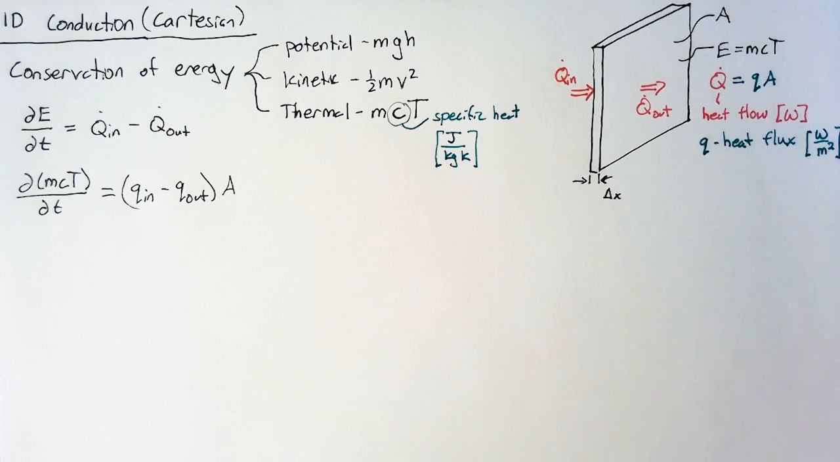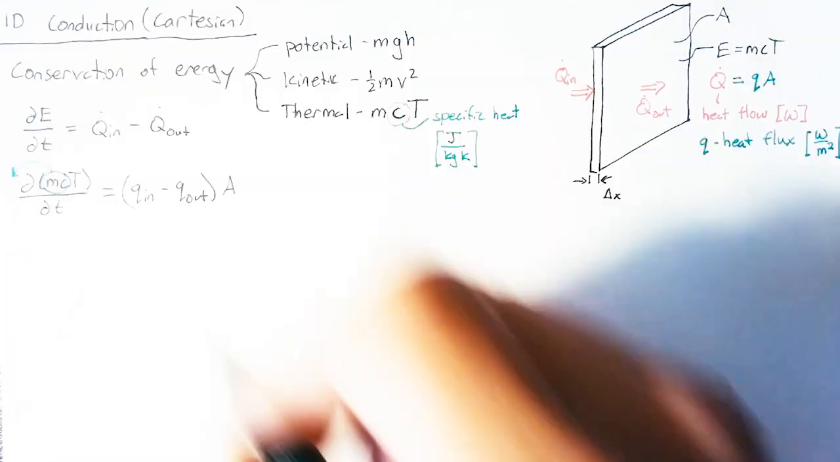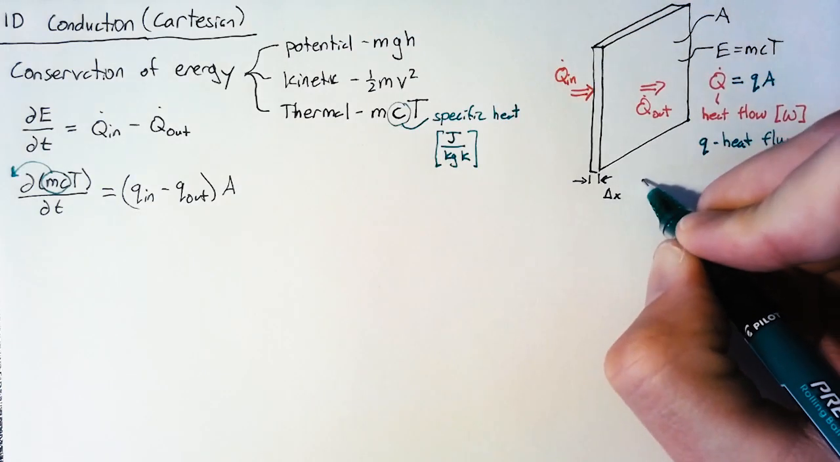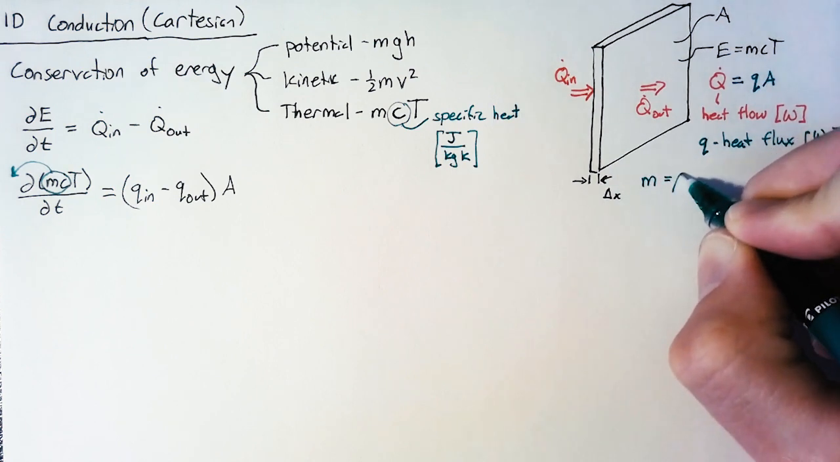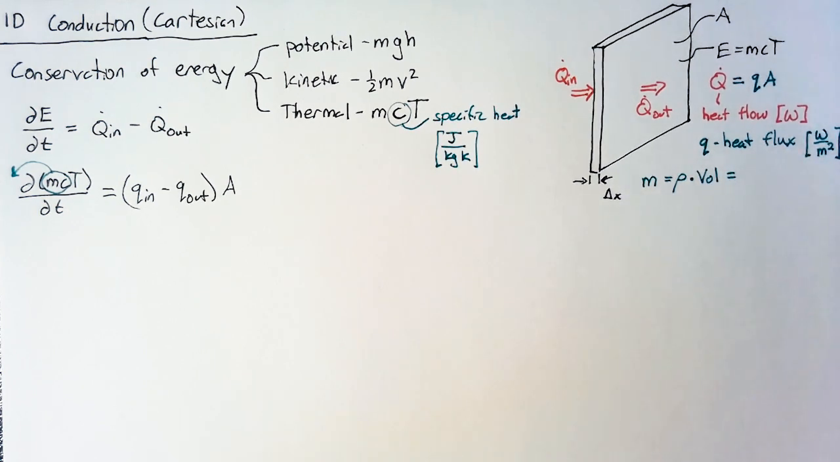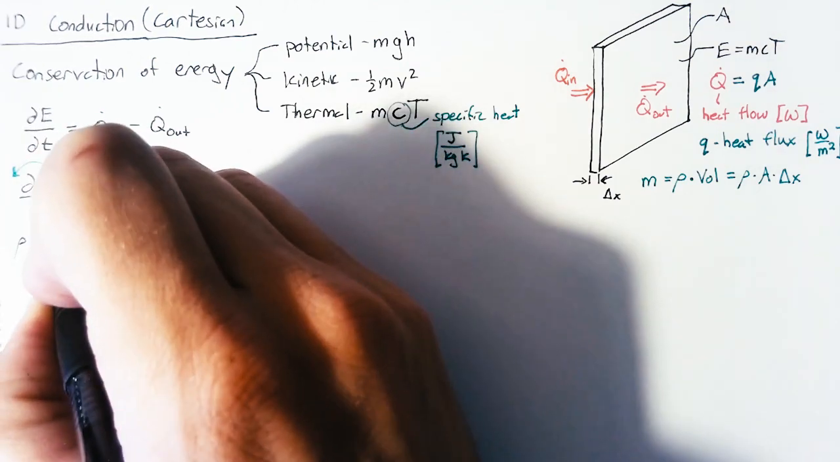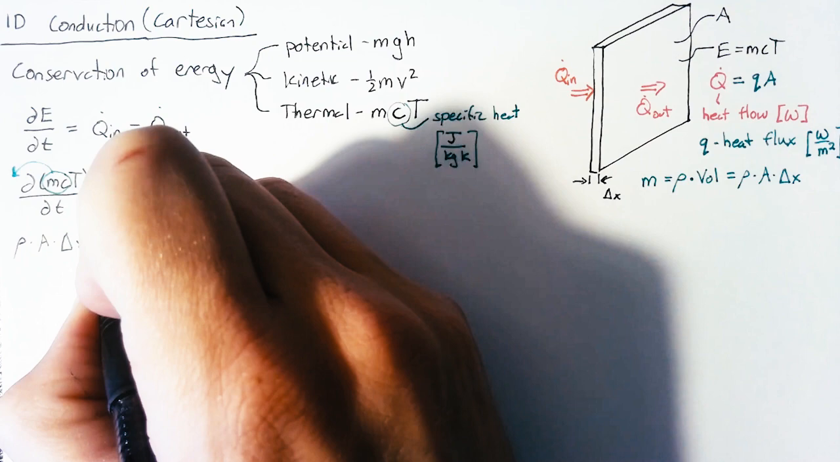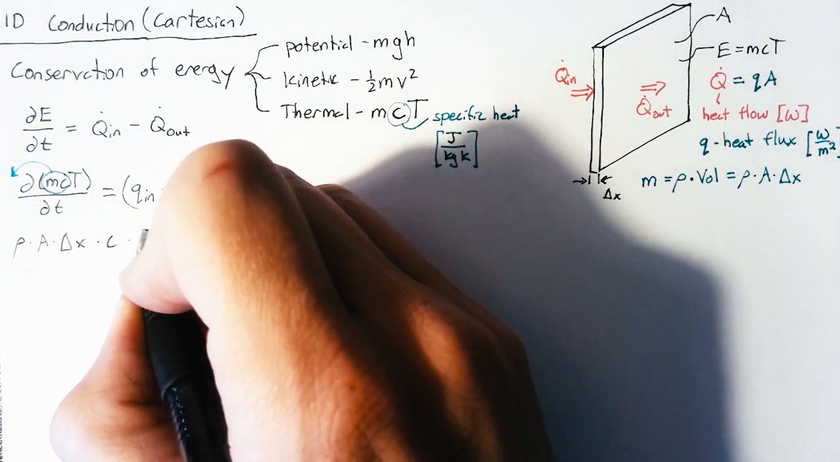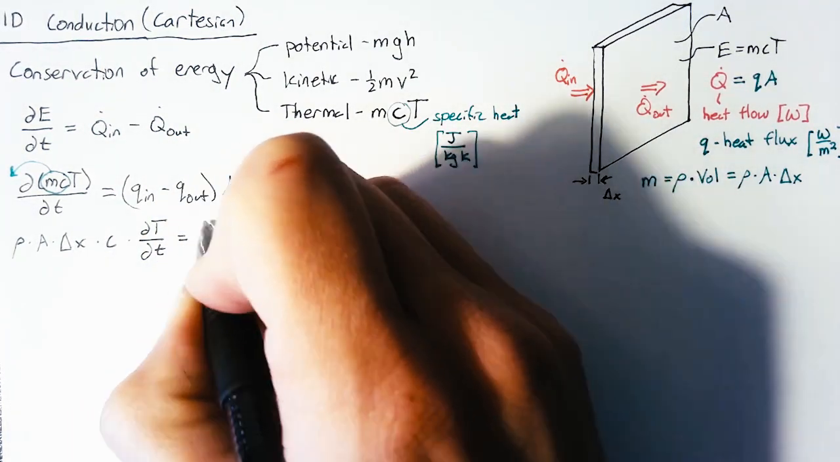So let's continue to simplify. We're going to move this m and c outside of the derivative since both of those are constants. We also know that our total mass is just going to be equal to our density of whatever our material is multiplied by the volume. And our volume, we can rewrite, since this is a nice rectangular prism, as our area multiplied by our delta x. So we can rewrite this equation as rho times A times delta x to take care of that mass term, multiplied by the c, which is another constant, and all of that multiplied by our derivative of temperature with respect to time. And then for now, our right-hand side is going to stay the same.